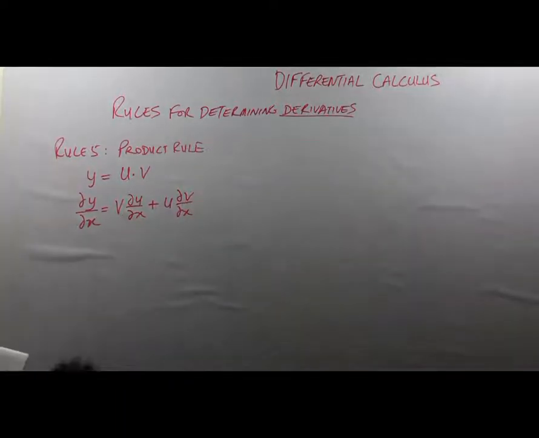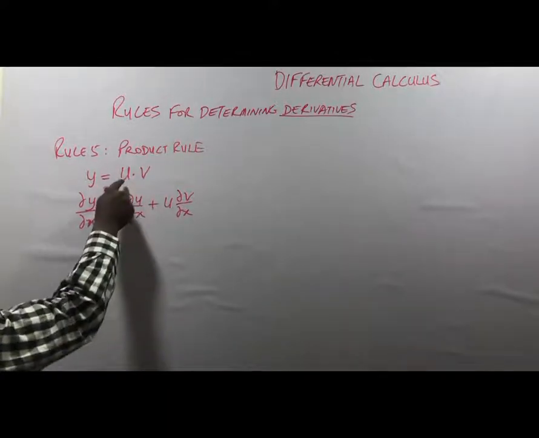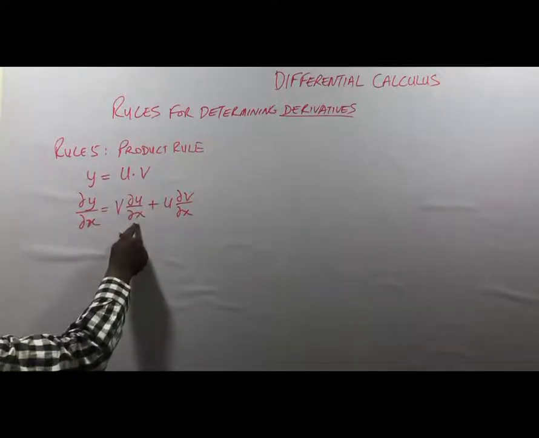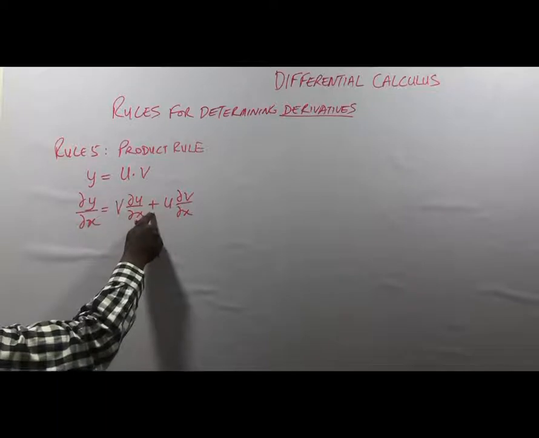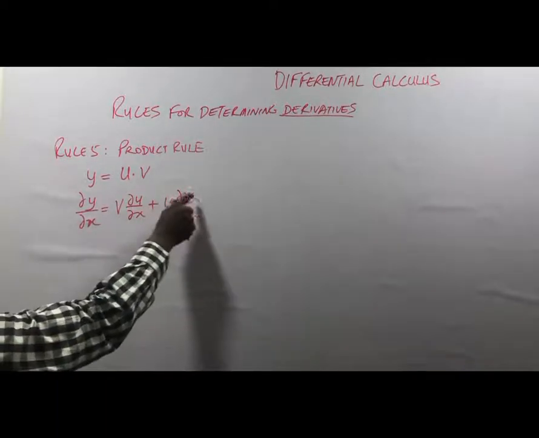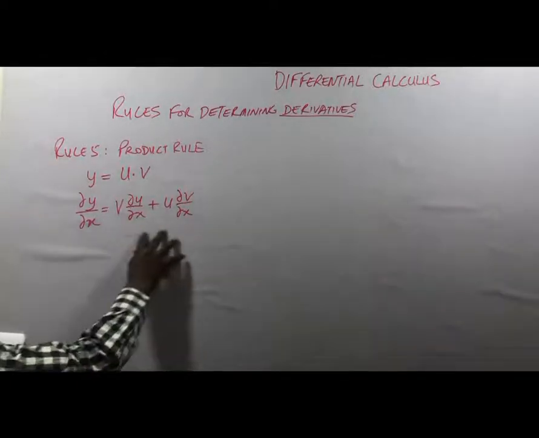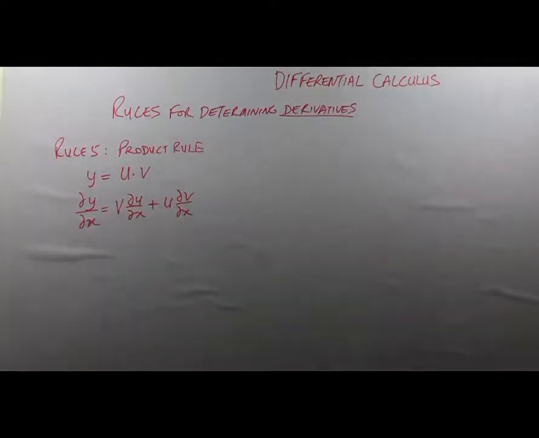What does this mean? It means that we're picking the second function multiplied by the derivative of the first function plus the first function u multiplied by the derivative of the second function. That's what we have. This is what we use to represent the product rule. Let's look at an example very quickly.